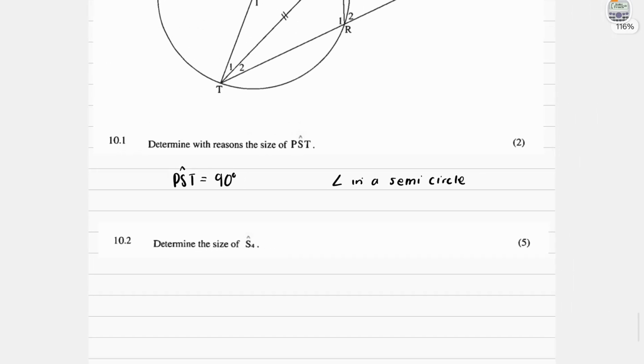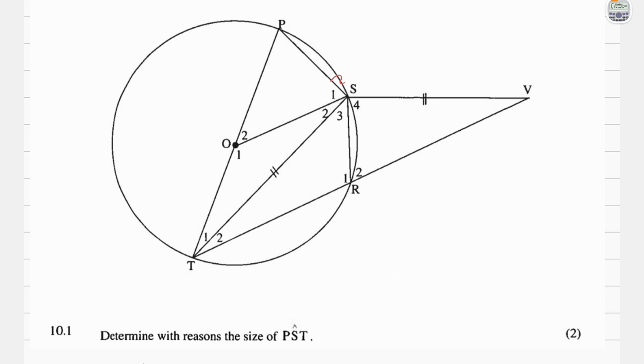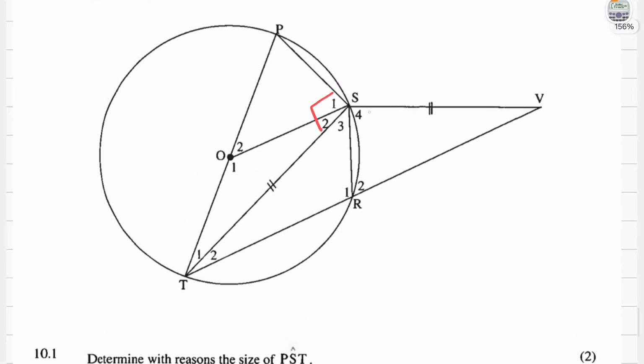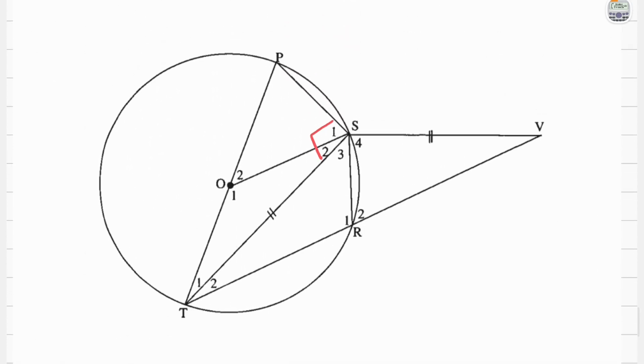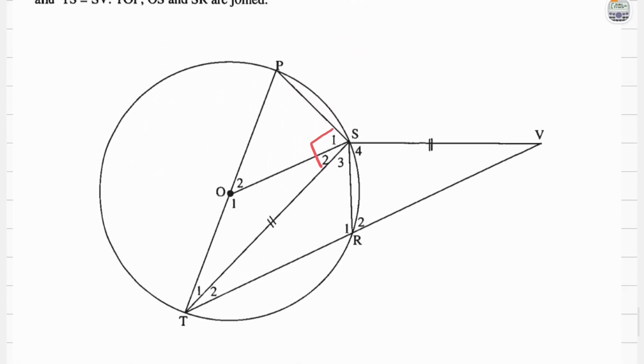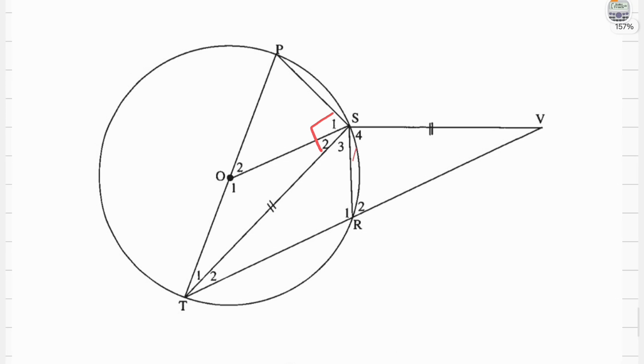Moving on to the next question. Question 10.2 says, determine the size of angle S4. Now, previously we found out that this angle is 90 degrees, and they want us to find angle S4. In this situation, it seems weird to try to find a numerical value, because they haven't really given us any other angles other than this that we just found is 90 degrees. So this is probably a case where angle S4 is 90 degrees or there's some sort of equilateral triangle here.